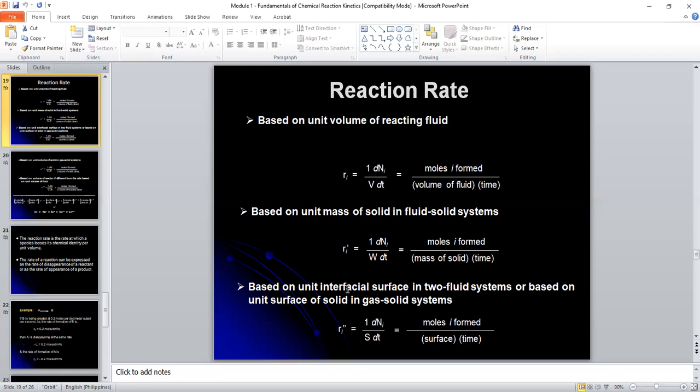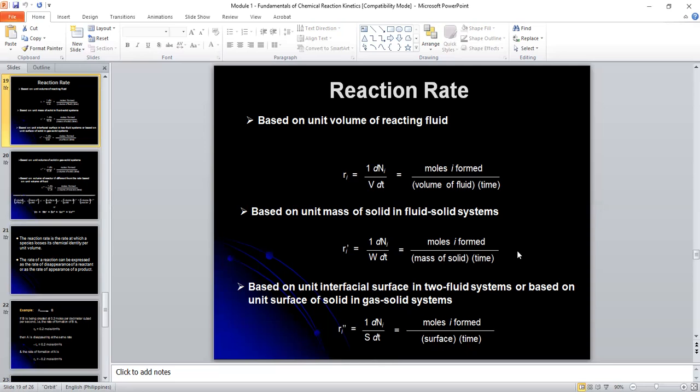Based on unit interfacial surface. When will this be used? In a two-fluid system. So it could be liquid-liquid, gas-gas, or gas-liquid. Or based on the unit surface of solid in a gas-solid system. So this tells you that this formula is only for a gas-solid system. So what is the unit interfacial surface for this gas-solid system? Or it could be two-fluid systems.